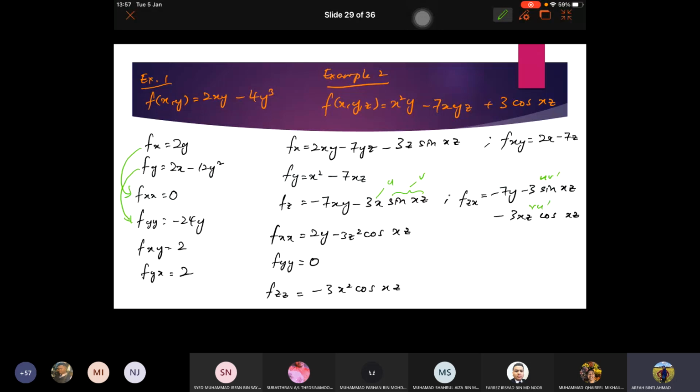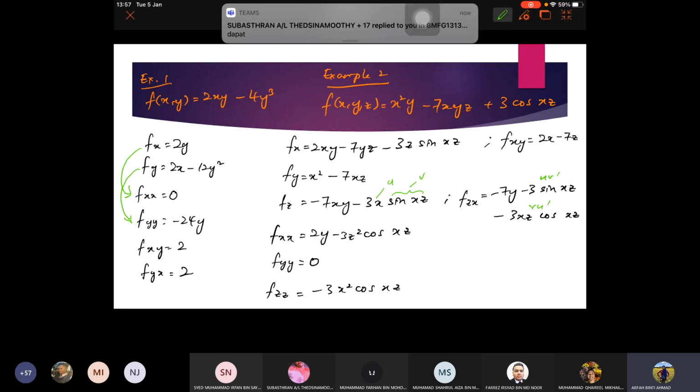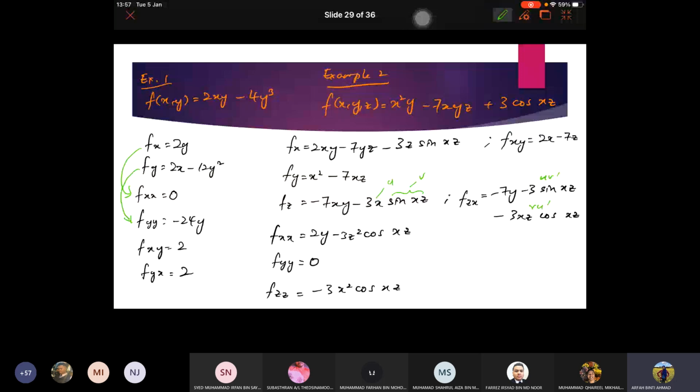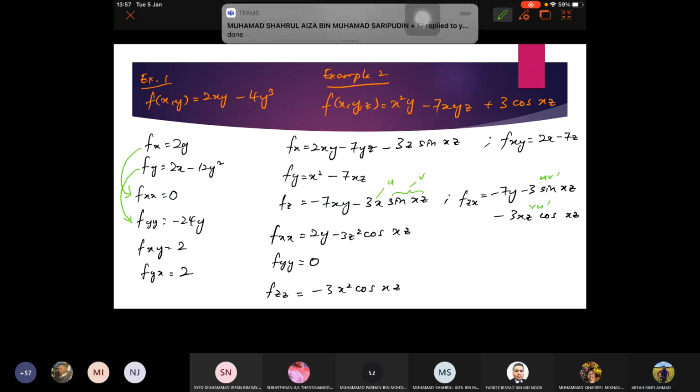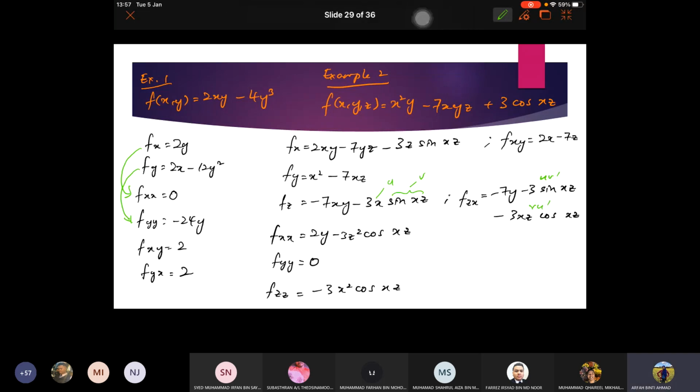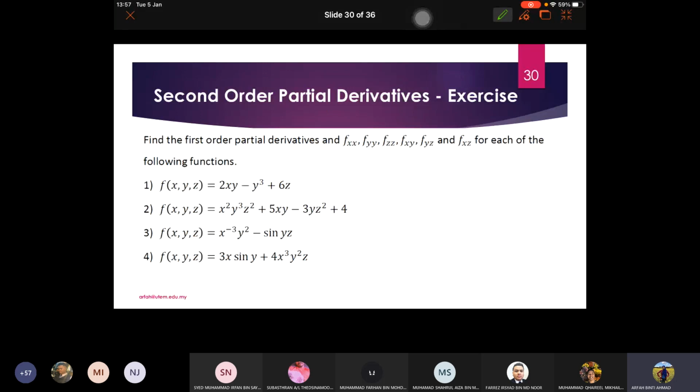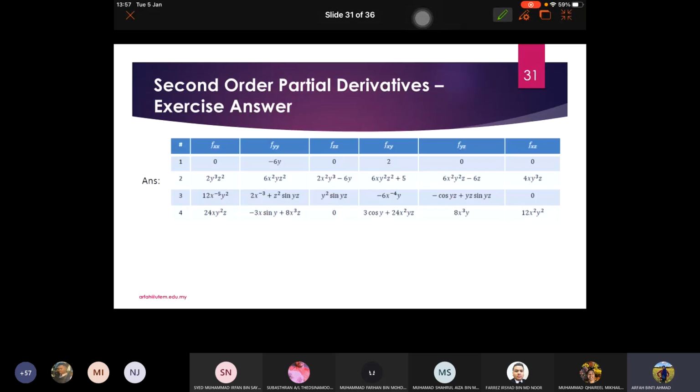So the next one ada exercise 8.6 tu awak boleh cuba sendiri. So lagi sikit je. Vector function. Done. Okay, done with this one. So this exercise you can try by yourself. Dia punya jawapan ada dekat belakang tu.